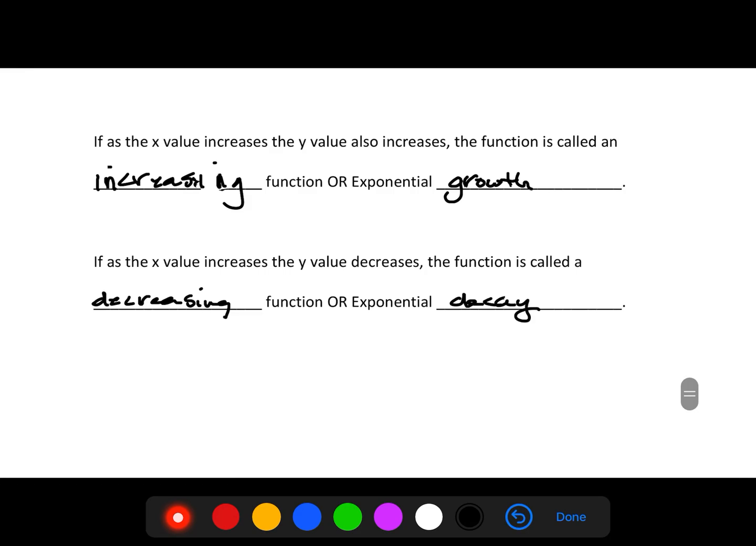Okay, so this is our introduction to exponential functions. Remember, the exponent must be the variable for this to be an exponential function, either growth or decay. So you have some questions to practice on your worksheets.